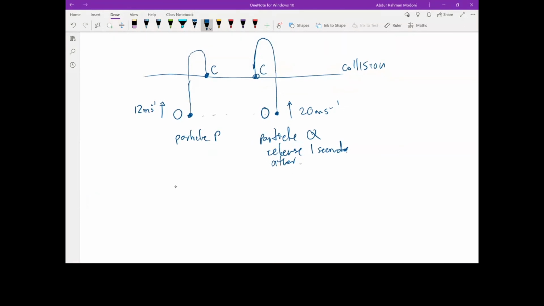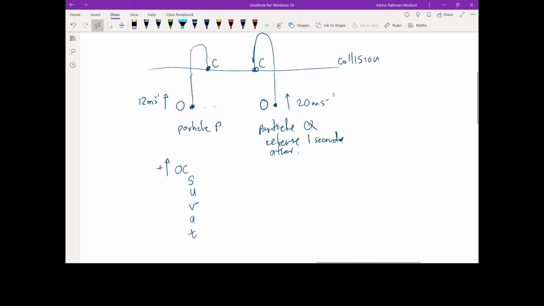Now for particle P, I'm going to do two sets of SUVATs because I've got two particles. I'm going to define my starting and finishing point for particle P as from O to C. I'm going to define my direction, which I'm going to take as positive. It is the initial direction of motion. For particle P, it's moving initially upwards, so up is positive. SUVAT.